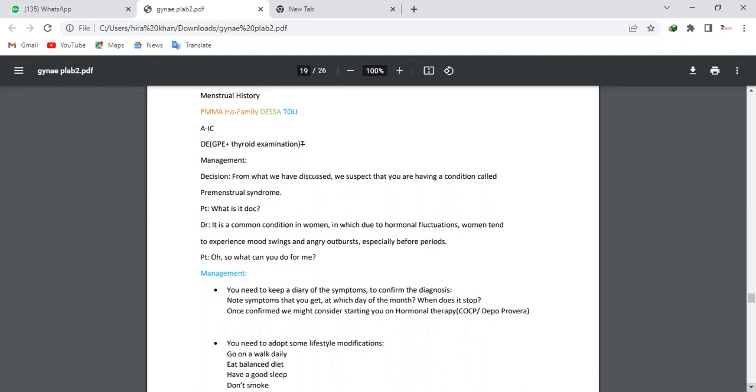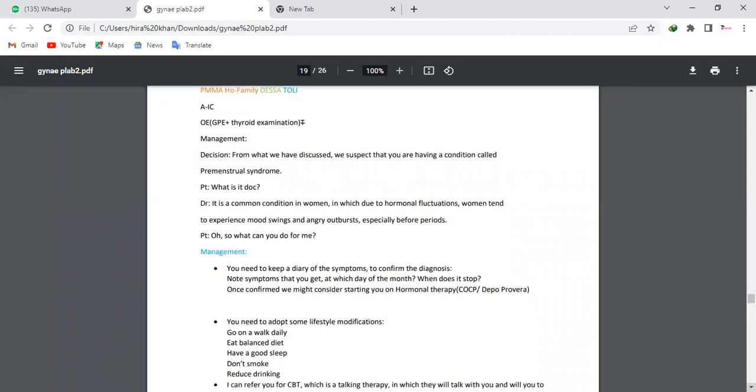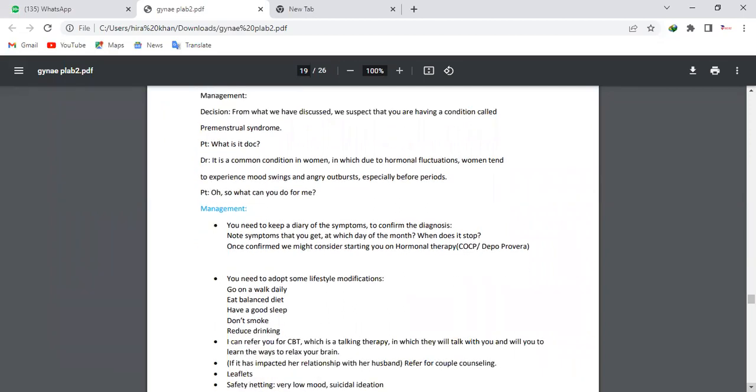First of all, break the news. Well, from what you have discussed, we suspect that you have a condition called premenstrual syndrome. It's a common condition in which, due to hormonal fluctuations, women tend to experience mood swings and angry outbursts, especially before the periods. So what we need to do is, you need to keep a diary of the symptoms to confirm the diagnosis, noting the symptoms that you get, on which day of the month, and when they stop. Once confirmed, we might consider starting you on hormonal therapy.